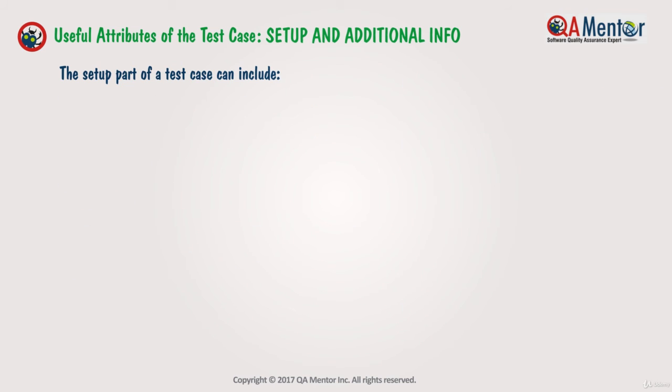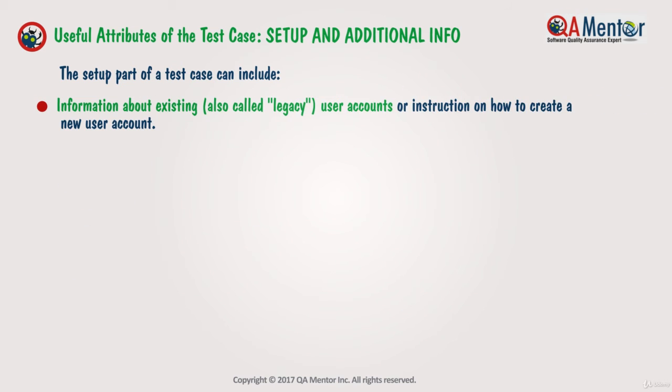The setup part of a test case can include information about existing, also called legacy, user accounts, or instructions on how to create a new user account. Data used in the test case, for example, default password for testing.